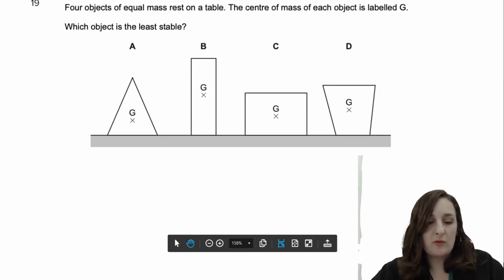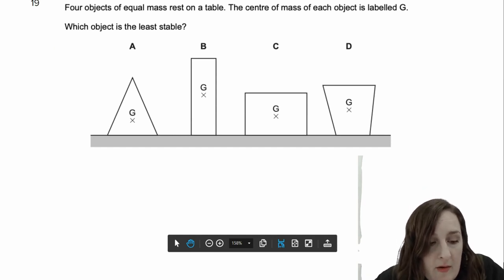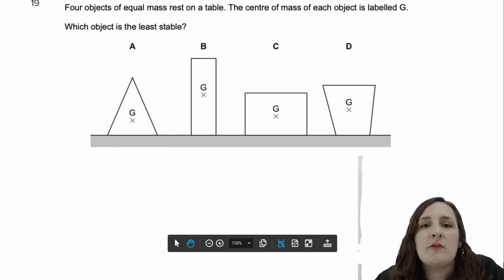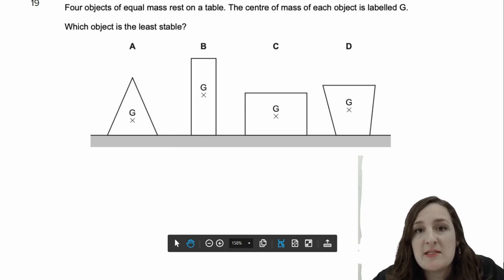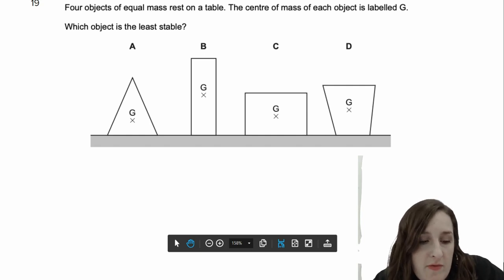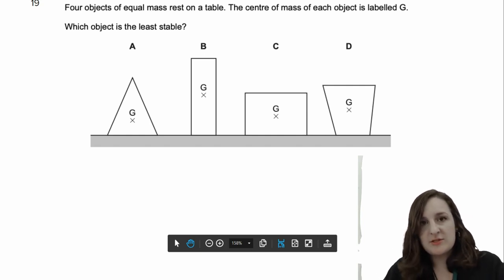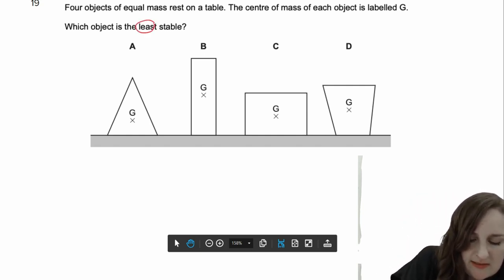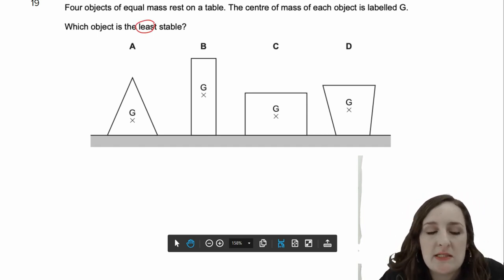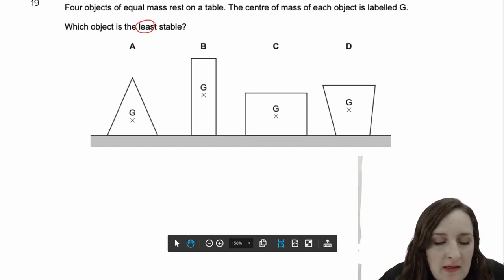This is a bit of a recall question. Four objects of equal mass rest on a table. The centre of mass of each object is labelled at G. Now, the centre of mass is where we assume all of the mass to be acting from, even though in reality it is evenly distributed throughout the object. The question asks which object is the least stable. It could be a really easy thing to miss the word least if you're not reading carefully.